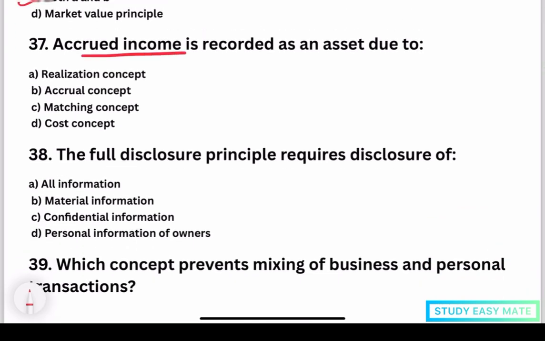Accrued income is recorded as an asset due to the accrual concept, because this concept requires recognition of income when it is earned regardless of when the cash is received. I've been telling this many times, right? I hope this would have got registered in your mind. So accrued income represents revenue that has been earned but not yet received.